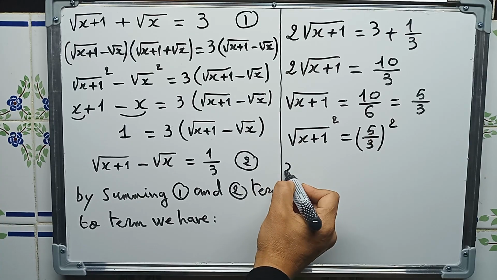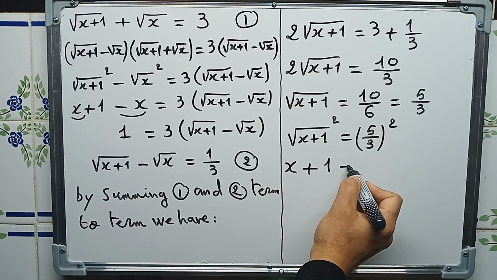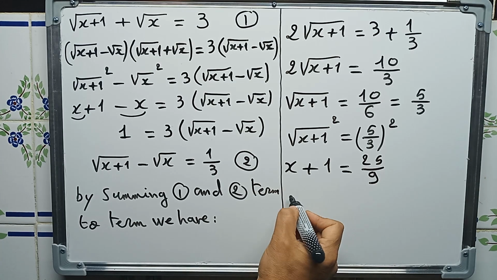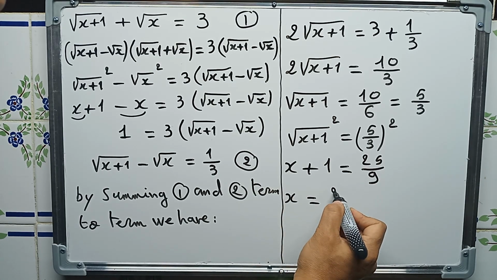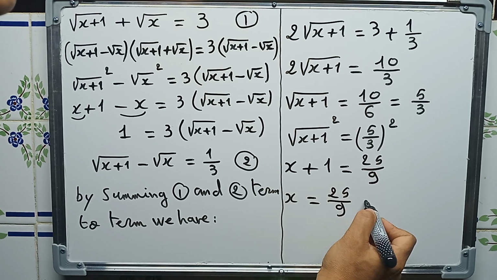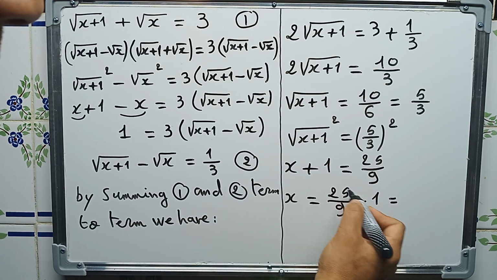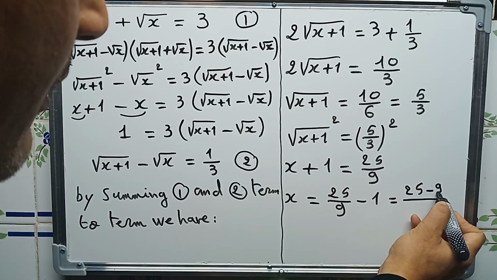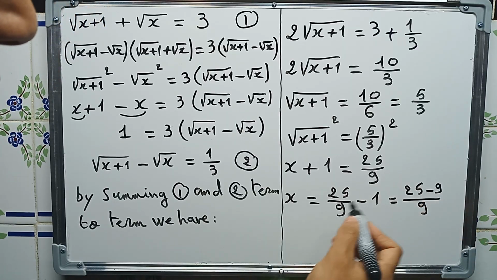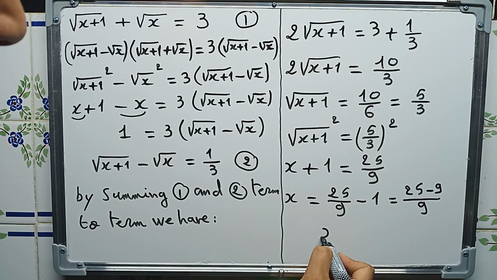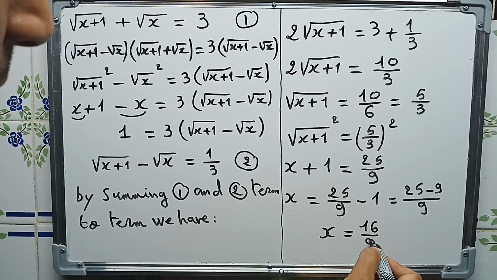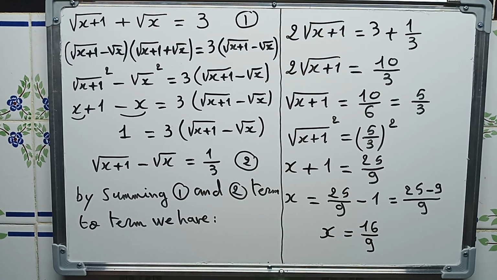Now this one obviously is x plus 1, which is equal to 25 by 9. And finally, x is equal to 25 by 9 minus 1, which is 25 minus 9 by 9, which is, of course, 16 by 9. So the solution is x equals 16 by 9. This is the very solution of our equation.